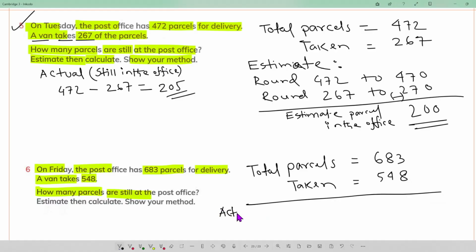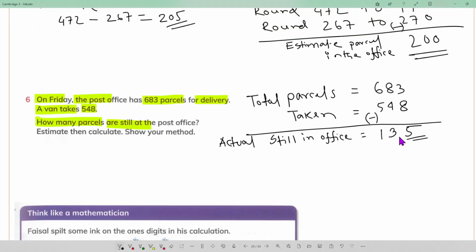Actual, still in office, because here it mentions how many parcels are still at the post office. So still in office, how many? Here is 683 minus 548, sorry, 548. So here is 135. This is the actual. So what about the estimate?